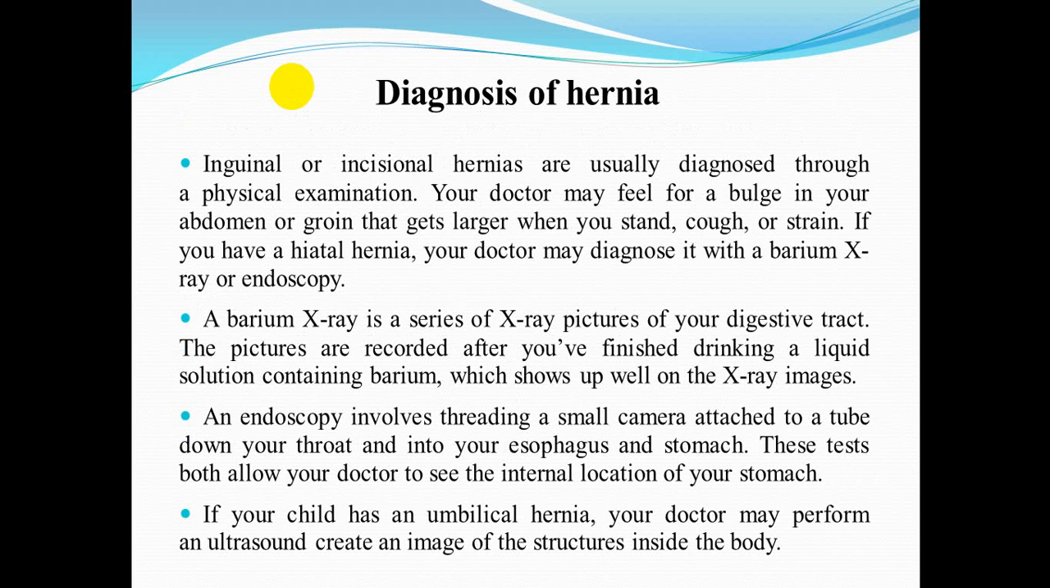Diagnosis of hernia. Inguinal or incisional hernia are usually diagnosed through a physical examination. Your doctor might feel for a bulge in your abdominal area that gets larger when you stand, cough or strain. If you have a hiatal hernia, your doctor might diagnose it with a barium X-ray or endoscopy. A barium X-ray is a series of X-ray pictures of your digestive tract. The pictures are recorded after you have finished drinking a liquid solution containing barium, which shows up well on the X-ray image. Endoscopy involves threading a small camera attached to a tube down your throat and into your esophagus and stomach. This test allows your doctor to see the internal location of your stomach.